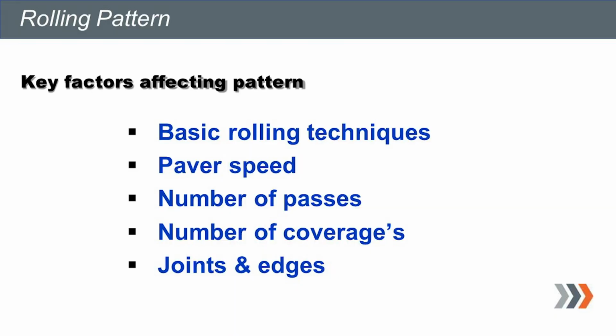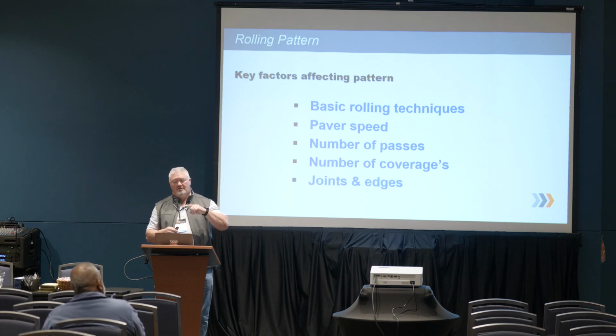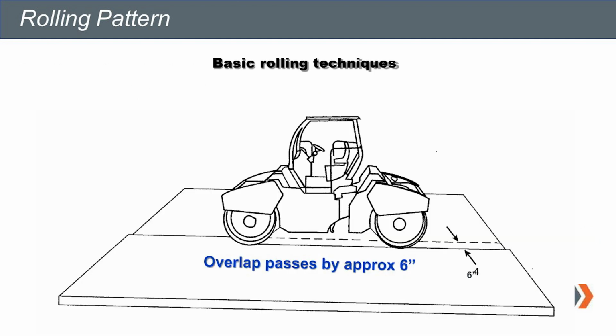Some things that affect rolling pattern: just basic rolling techniques, our paver speed, number of passes, number of coverages. Number of passes is different than number of coverages. And then our joints and edges. Again, we don't want to stop on a hot mat and vibrate. We'll put bumps in there that we won't be able to get out.